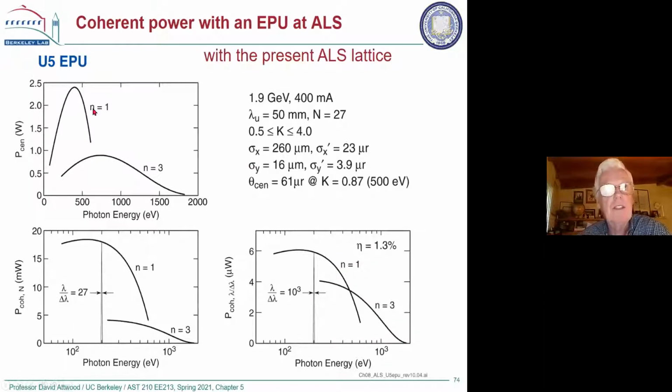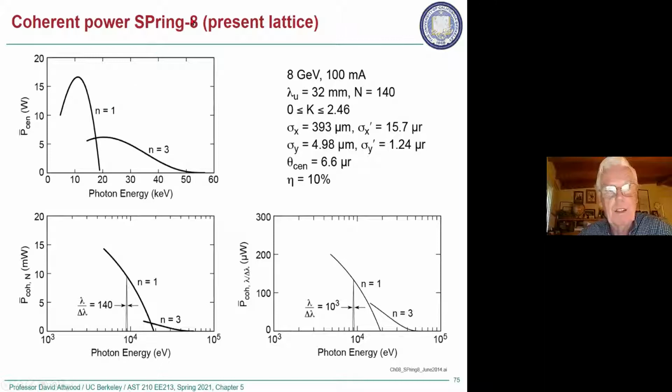And this is an ALS elliptically polarizing undulator. Somebody asked about that. There is one at the ALS. These are all numbers for the existing beam parameters. But I just thought I'd show that there is, in fact, an EPU at the ALS. And this is for SPring-8. This is their old numbers, and you can see how highly elliptical their beam is also.